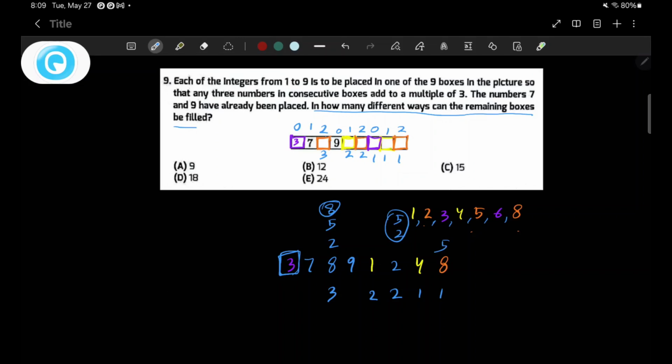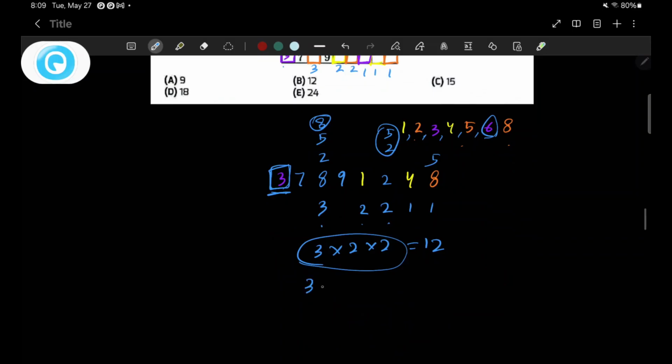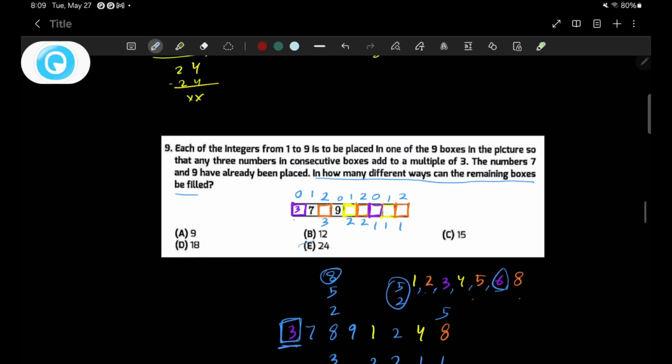So what I can see here is, for the first purple, I have 3, then 2, and then 2. 3 multiplied by 2 multiplied by 2 is 6, and then 2 more is 12. That is for one purple, 3. Then if I put the other purple, 6, the same pattern will repeat. 3 times 2 times 2, making it 12, making the total answer 12 plus 12 is 24. So the answer here will be E, 24.